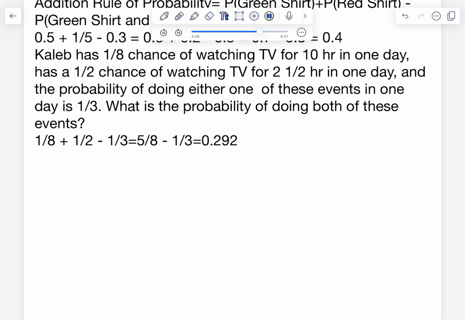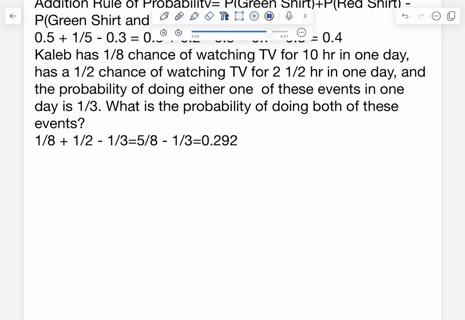And then we have to subtract the event we don't really want. We don't want the probability of doing either one of these events in one day. What we're trying to find is the probability of both of the events, not this event or that event. So that's why we're subtracting that event to cancel it out. The probability of doing either one of these events in one day is 1/3, so we have to subtract that.